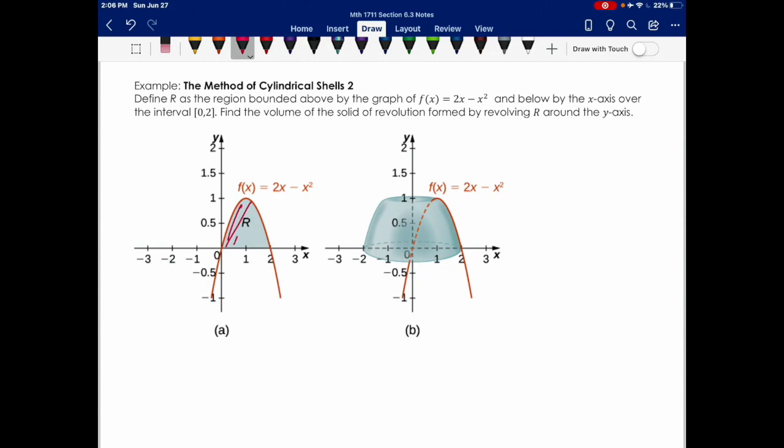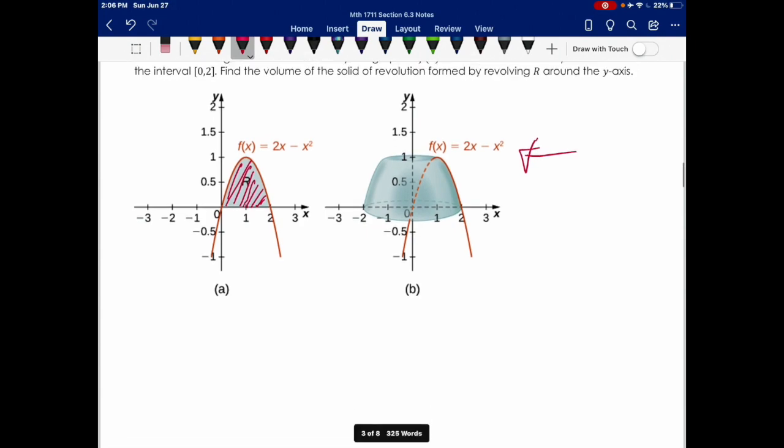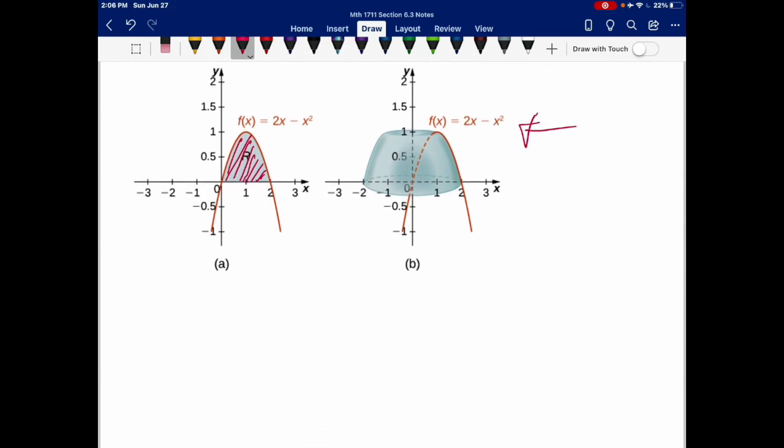So when we look at this first picture, the region R is under the graph of 2x minus x squared and above the x-axis on the interval from 0 to 2. That's this here that I'm highlighting in pink. Then when we rotate it around the y-axis, this is the picture we're going to get. So we can visualize that. Since we're defining everything in terms of x, but we're rotating around the y-axis, we can go ahead and use the cylindrical shell method.